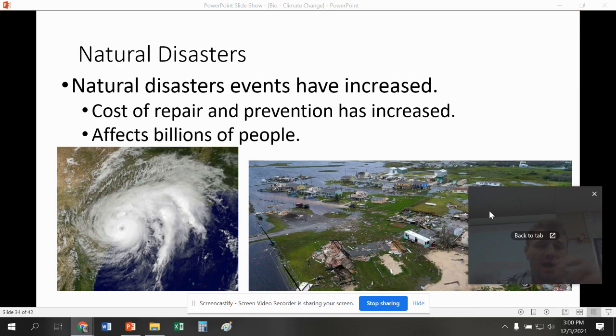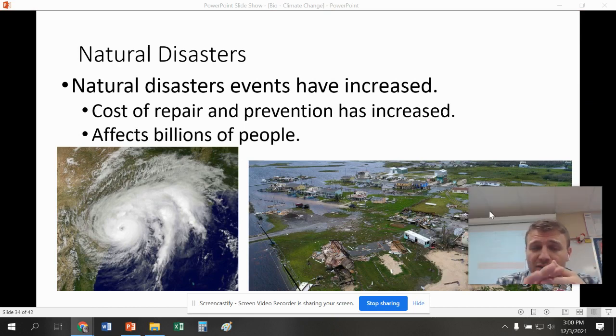Natural disasters. These are increasing not only in number but in scale, and this affects billions of dollars. And I always like to relate this to, it might not directly affect you right now. You might not live on the coastline or an area where this does, like in Florida where we have a lot of hurricanes, or places where we have a lot of flooding.